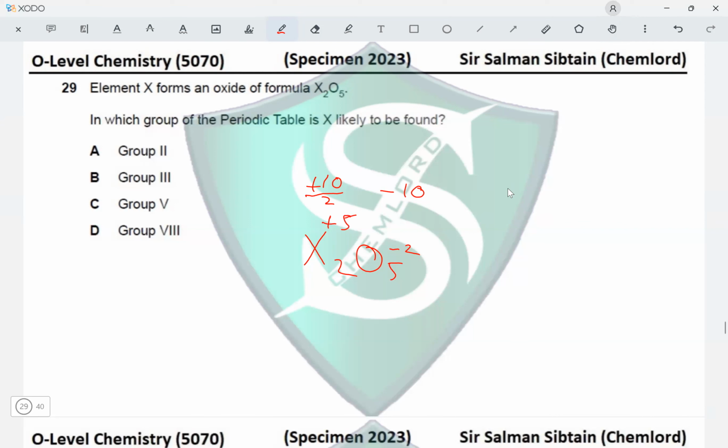If X has an oxidation state of +5, it means X has lost 5 electrons, which also means 5 electrons were present in the outermost shell of X. Thus, X belongs to group 5, making option C the correct option for this question.